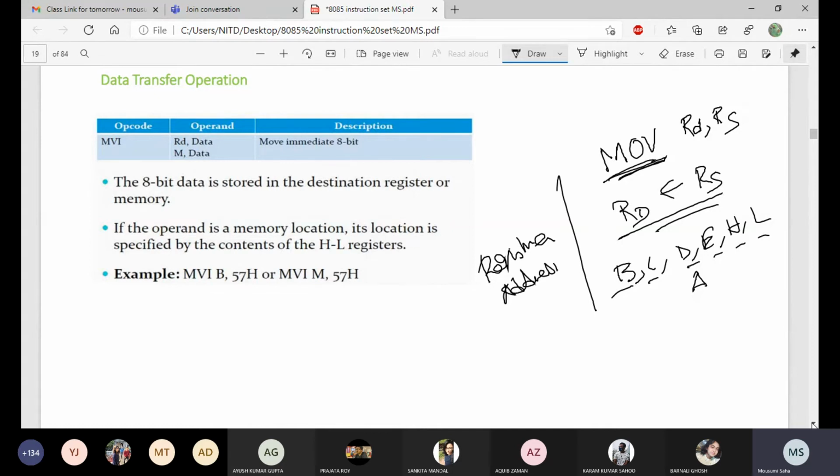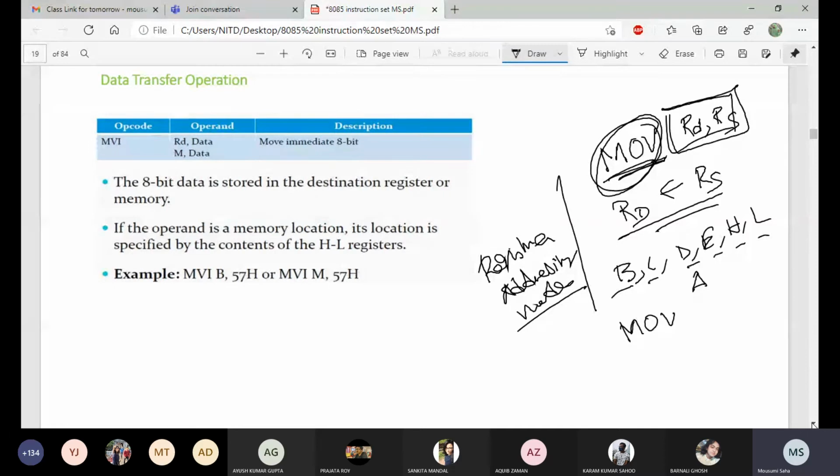This is called register addressing mode. Addressing mode means how the operand is addressed. Based on that we have different types of addressing modes, and here the instruction uses registers as operands. These are the registers, so that's why it is called register addressing mode. Now I can write many instructions here with the help of MOV. That is how we can write MOV A, B. Here you can write MOV B, A. In that way we can use all the registers, and we can also use memory.